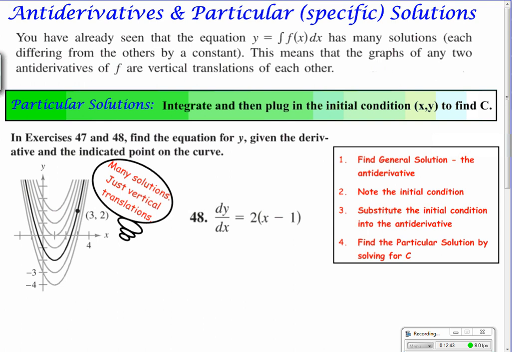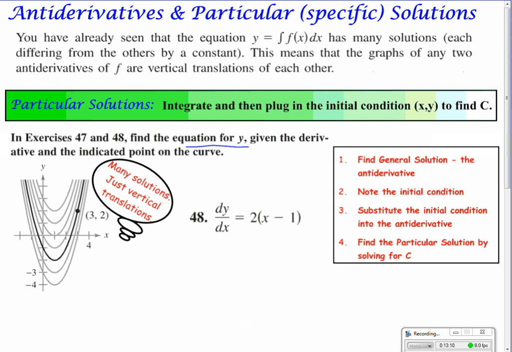Now, just a quick word about antiderivatives and their particular, or sometimes they're referred to as the specific solutions. We've done some of those equations where we found c. Here's a different way of looking at it. In problems 47 and 48, I believe you have to do 47 in your homework, you want to find the equation for y given the derivative and an indicated point.